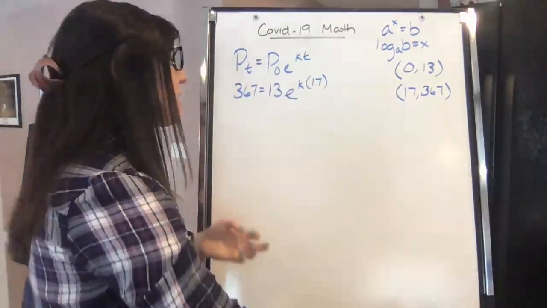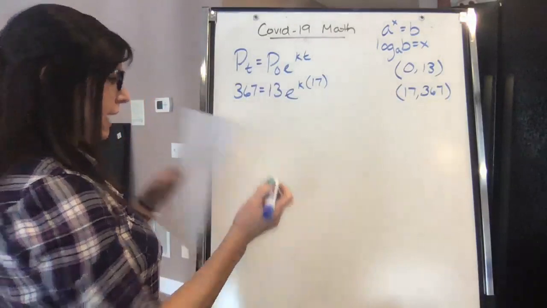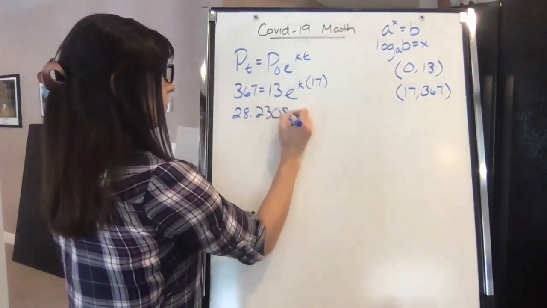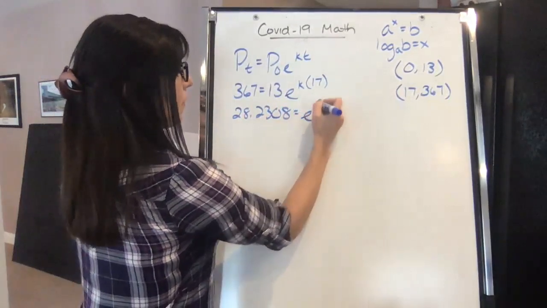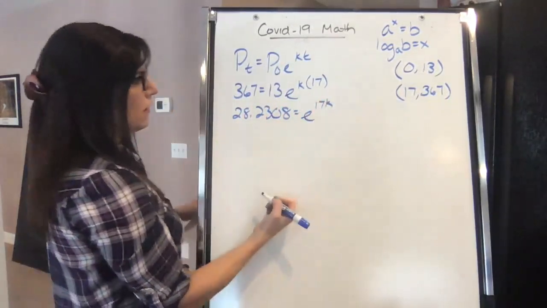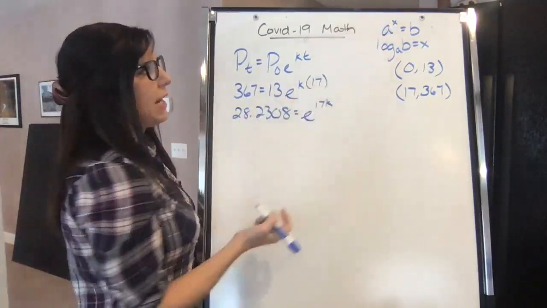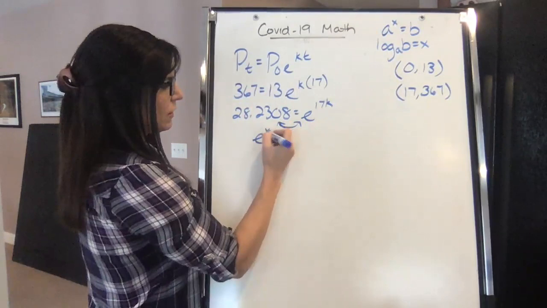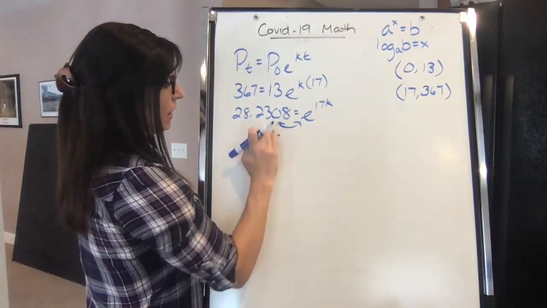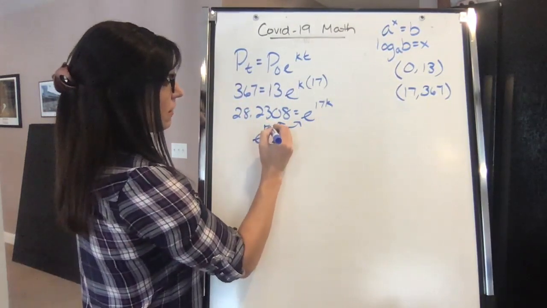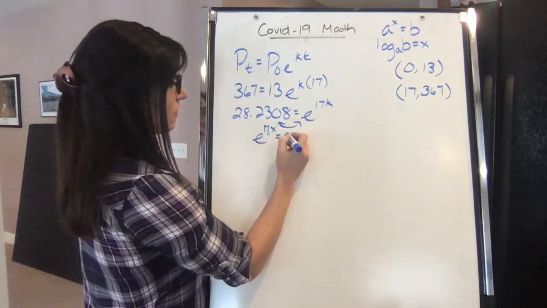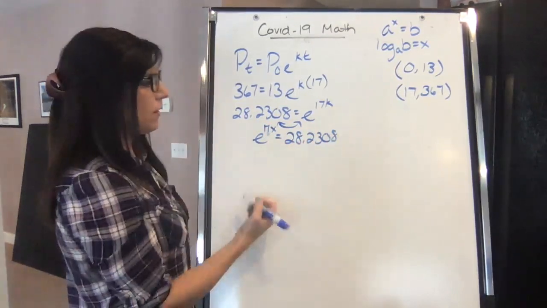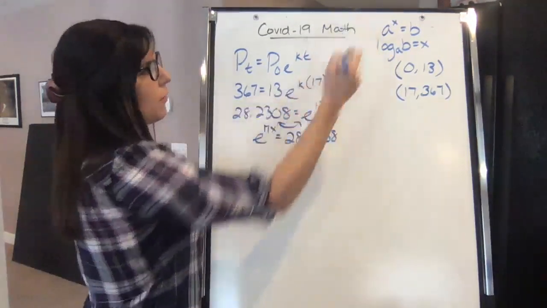Okay, so now I just need to solve this equation. I'm going to divide both sides by 13. If you do that, you should get this. All right, now we're used to seeing it in a to the x equals b form, so I'm just going to swap that for you. It's up to you if you want to do this or not. I'm sorry, e to the 17k equals 282,308. Okay.